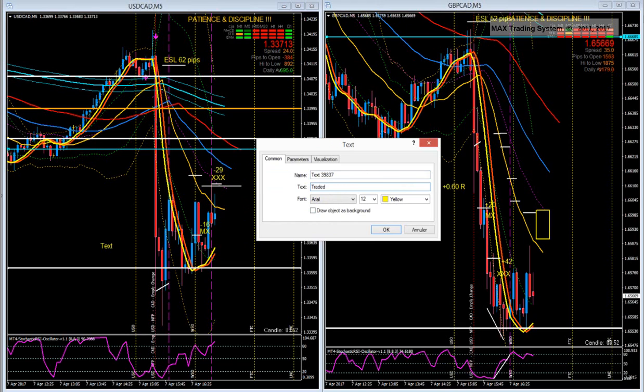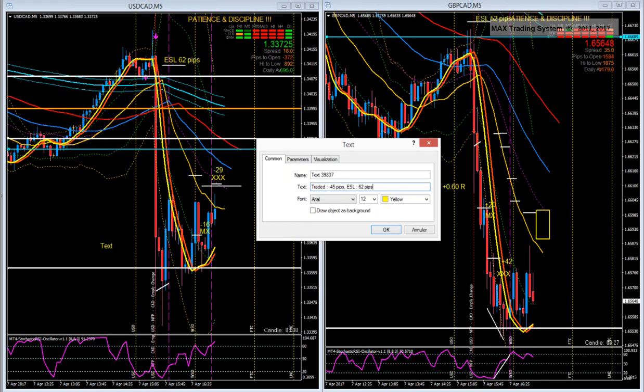Now the max trade monitor notes these results automatically on the chart. So we have minus 16 and minus 29. This means minus 45 pips. So the stop loss was how many pips? 62 pips.